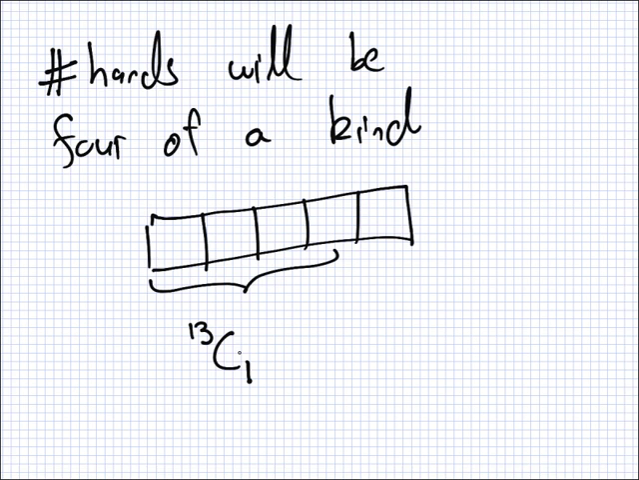Do we need to go back to what's 4 of a kind? 4 of a kind is 4 of the same card, like 4 kings, 4 queens, 4 aces, 4 sixes, 4 tens. How many possibilities are there to choose? 13. You could choose an ace, a 2, 3, 4, 5, 6, 7, 8, 9, 10, jack, king, queen. 13 choose 1 is the first one.